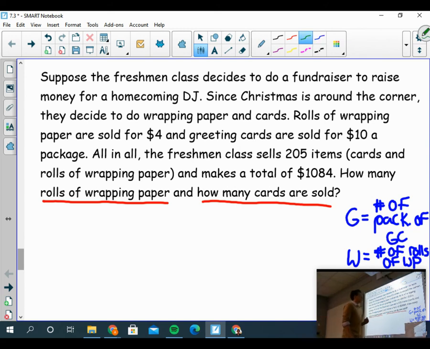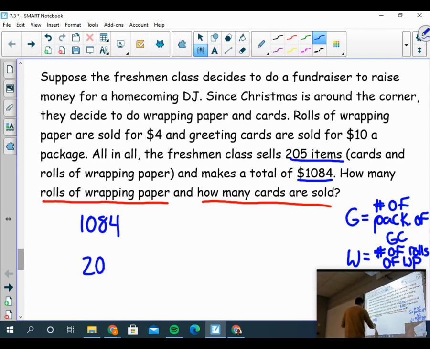Again, I'm going to give those variables because that's what we're trying to find. We don't know how many rolls of wrapping paper we've sold or how many packages of greeting cards, but that's what we're looking for. And so now let's start to set up some equations. Let's look for a total in this case. Well, I actually see a couple. I see 1,084 is the total amount of money we make. And I see that we sell a total of 205 items.